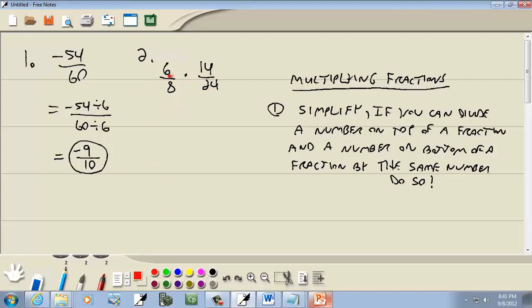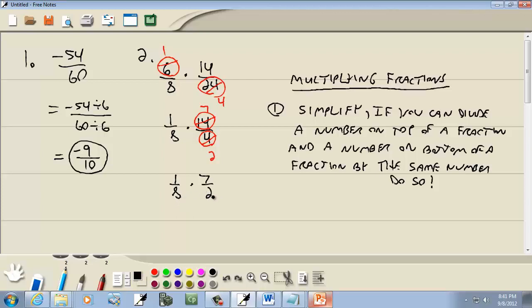It doesn't matter, just as long as one's on top, one's on the bottom, and it's multiplication. Well, here's 6 and 24. Those are both divisible by 6. 6 divided by 6 is 1. 24 divided by 6 is 4. And again, I'm looking for something I can divide. Here's 14 and 4. They can be in different fractions, just as long as one's on top, one's on the bottom. These are both divisible by 2. 4 divided by 2 is 2. 14 divided by 2 is 7. So that gives us 1/8 times 7 over 2.